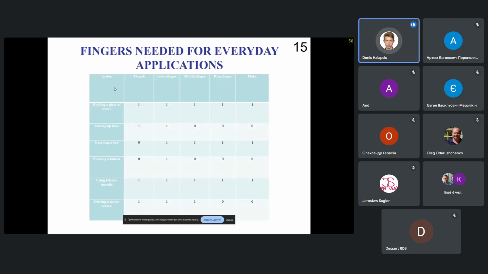And here we have a table showcasing the amount of fingers that we actually require for everyday tasks. Such a simple task as holding a glass of water generally demands all 5 fingers activated, while something more precise, for example, pressing a button, may be done with only 1 finger extended.